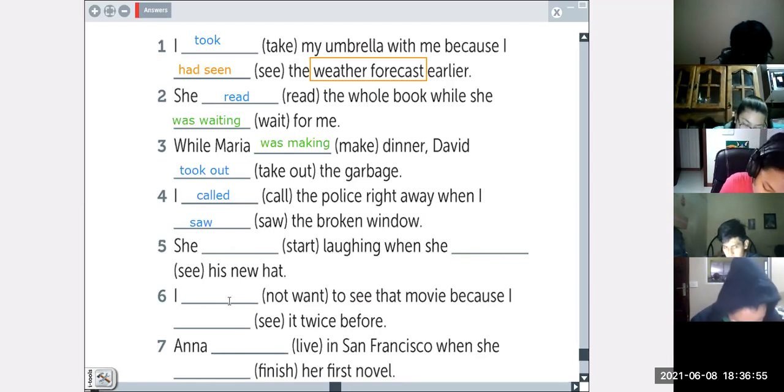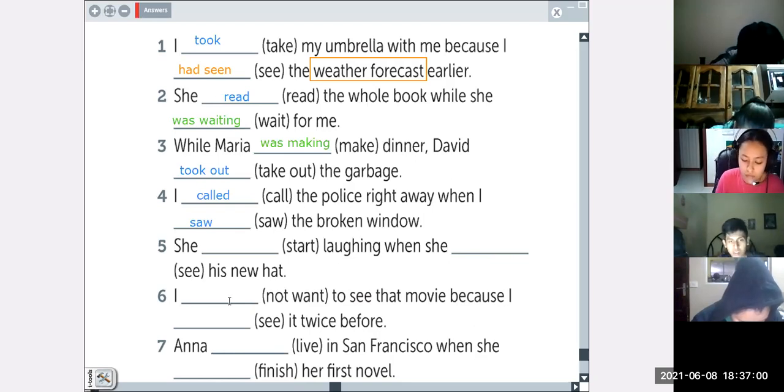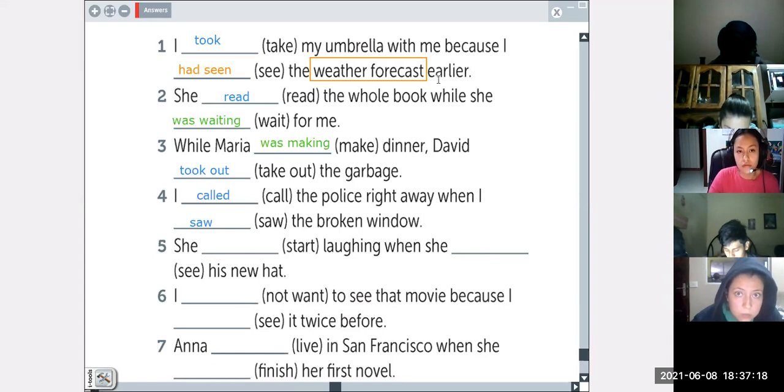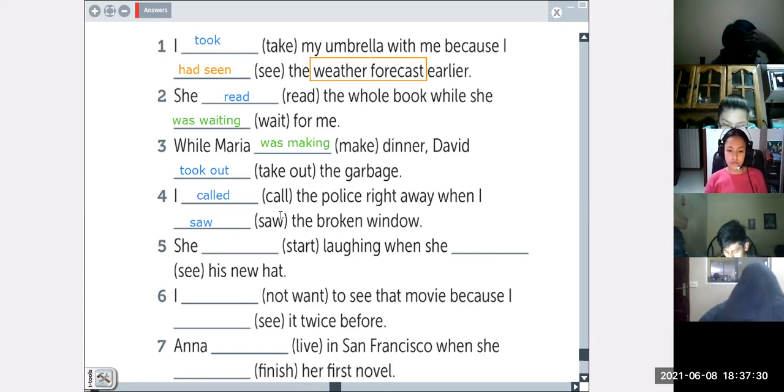¿Recuerdan que les dije que podríamos utilizar el pasado simple cuando habían 2 acciones que pasaban muy juntitas una después de la otra? Por ejemplo, aquí tenemos una oración. I called the police right away when I saw the broken window. No es una acción que pasa mucho tiempo antes, como esta, la número 1, dice earlier. ¿Ok? Por eso aquí ocupamos el past perfect. Pero cuando pasa en el mismo momento, una después de la otra, podemos utilizar past simple and past simple. ¿Ok?